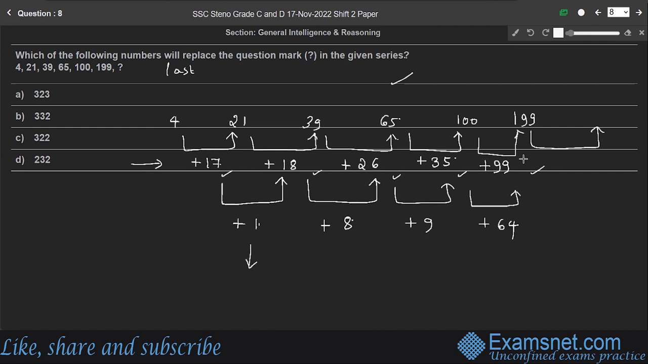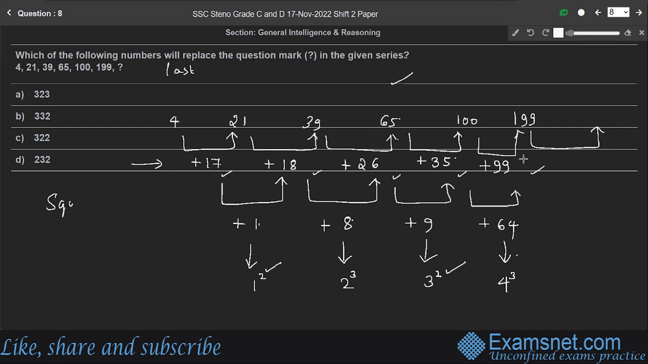Here, have a look at these numbers which are added: 1, 8, 9, and 64. Here, 1 can be written as a square of 1, 8 can be written as cube of 2, 9 can be written as square of 3, 64 can be written as cube of 4. Here, the numbers added are 1 square, 2 cube, 3 square, 4 cube. And here, squares and cubes have occurred alternatively.